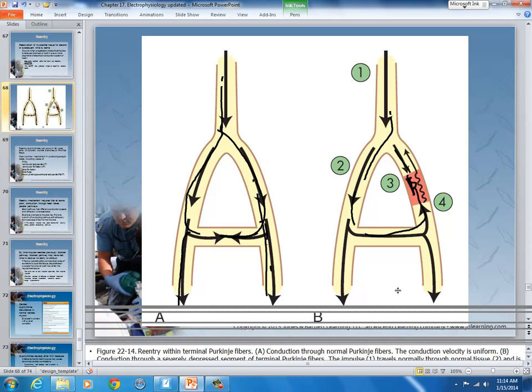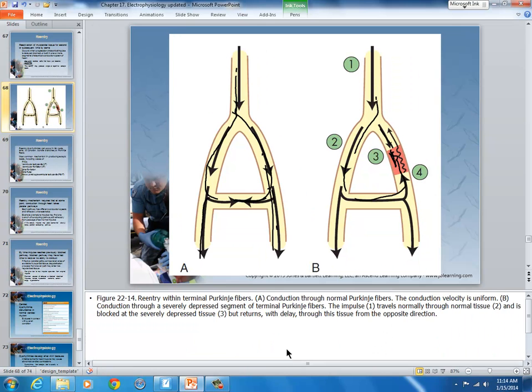And the description that it gives right here is, this is an example of re-entry with the terminal Purkinje fibers. A is normal. The conduction velocity is uniform, so everything's going down. And B, the conduction through a severely depressed segment of the Purkinje fiber. The impulse travels normally through normal tissue and is blocked by the severely depressed tissue, but returns with delay through this tissue from the opposite direction. Alright? So it's really blocked here, or it's really slow, and so it comes back.